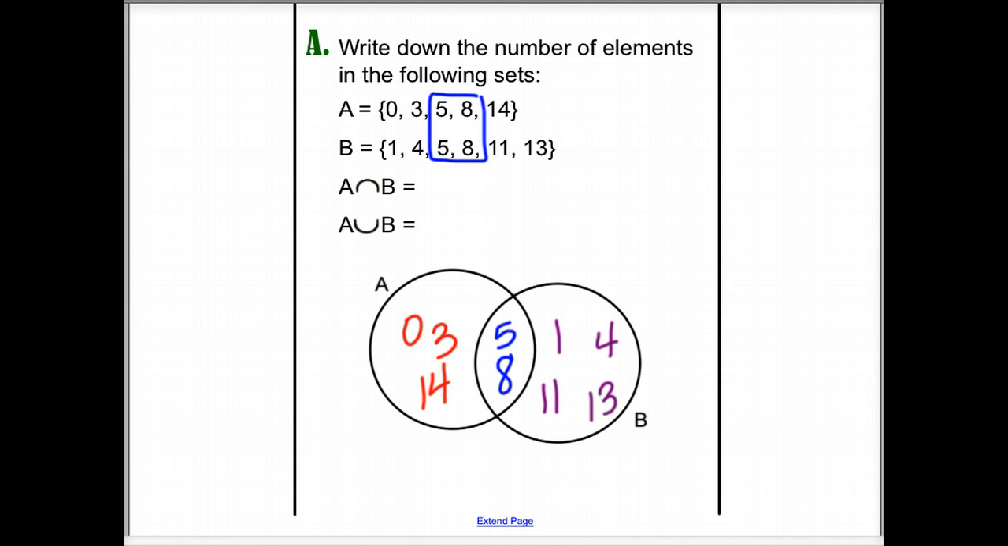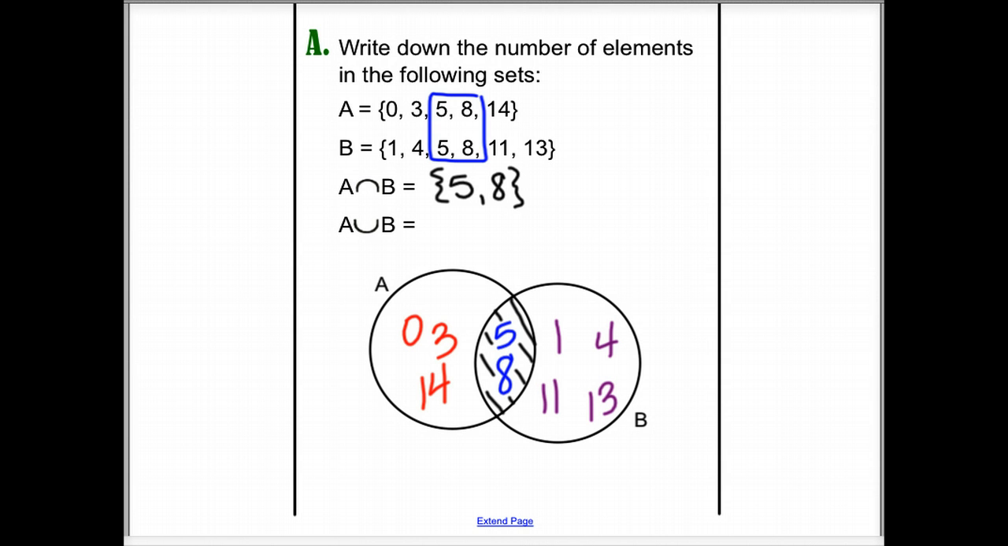So when we look at A intersected with B, we're going to write that solution with our bracket, and we're going to put in 5 and 8 because that is the intersection of where they overlap. It's this area in here.